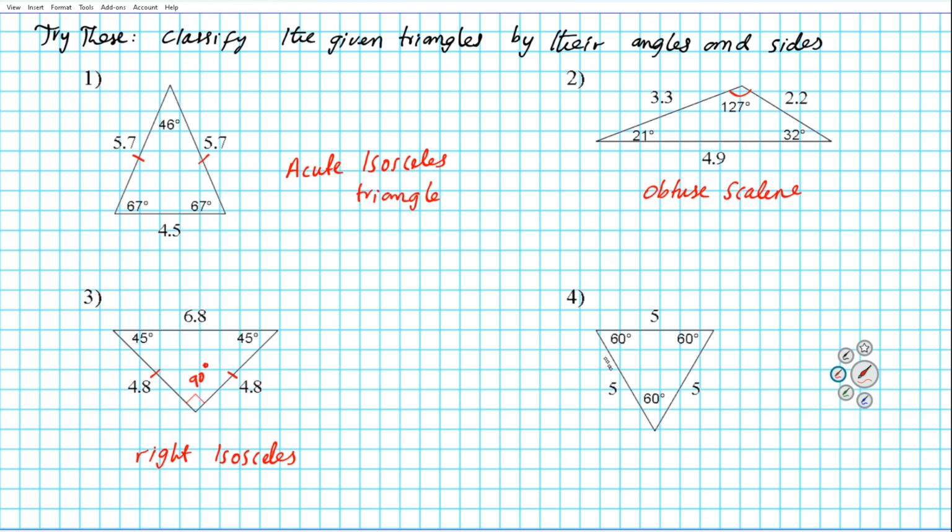And then number 4, this one right here is an equiangular equilateral triangle because all the angles are the same, 60, 60, 60. Equiangular, and all the sides are the same, 5, 5, 5, equilateral. So it's an equiangular equilateral triangle. Okay, let's put triangle here and triangle here. So there you have it.